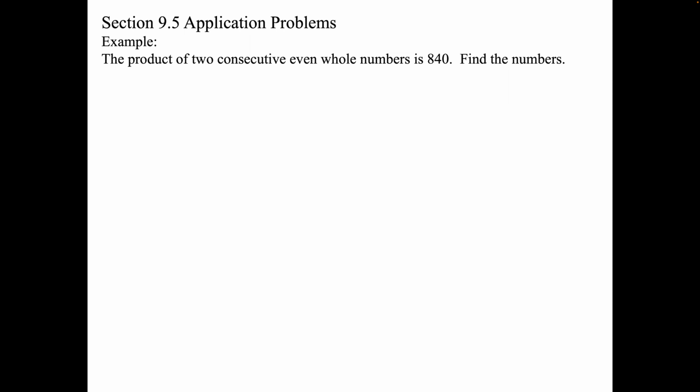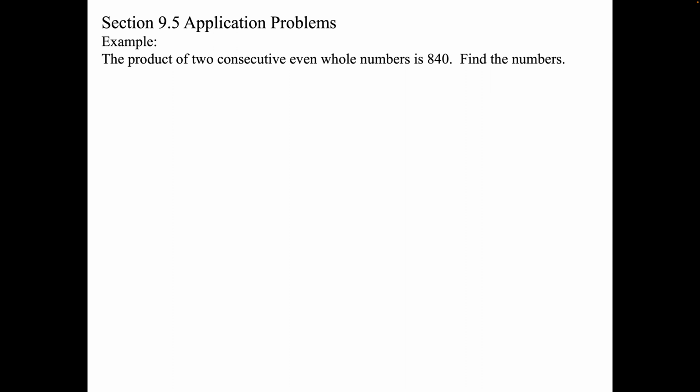9.5. This is where we're going to have word problems or application problems, which are going to create quadratic equations in our process for solving. We'll start out with some baby steps here. The product of two consecutive even whole numbers is 840. Find the two numbers. Okay, so we need to put in some variables here.